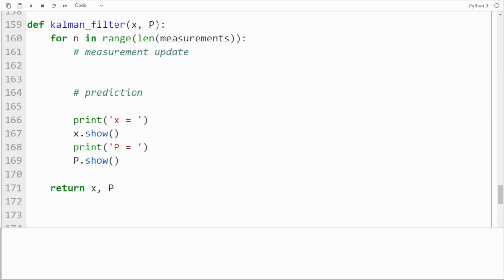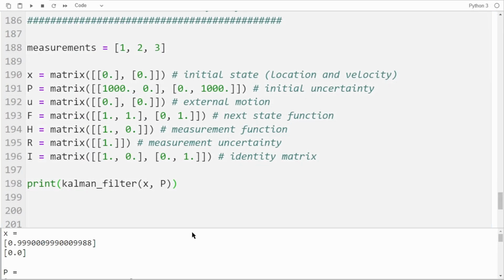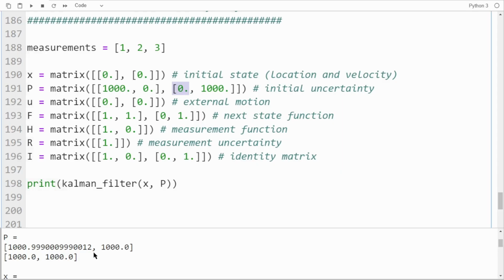And once you fill this in and I hit the run button, I get the following output. After my first measurement update, I observed the location 1, which gets copied over essentially to 0.999 over here, and learned nothing about the velocity. So it's still 0, just the way I initialized it. And then there's an updated uncertainty matrix, which now shows what happens to be a strong correlation. 1000, 1000, 1000, 1000. That differs from the initial one, only that we filled in the off-diagonal elements. Happens to be exactly what the Kalman filter does.